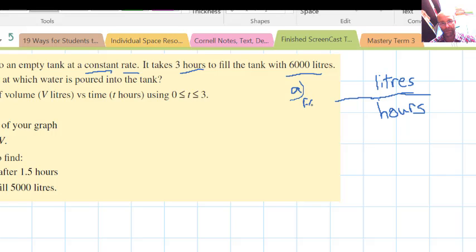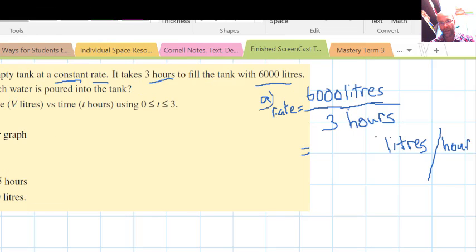So the rate equals 6,000 litres over 3 hours. Simplified, the rate should be litres per 1 hour. So we call that litres per 1 hour, we call that litres per hour. 1 hour is just hour, singular. So we've got 6,000 divided by 3, which is 2,000. So the rate is 2,000 litres per hour. And that stays constant. It stays the same.